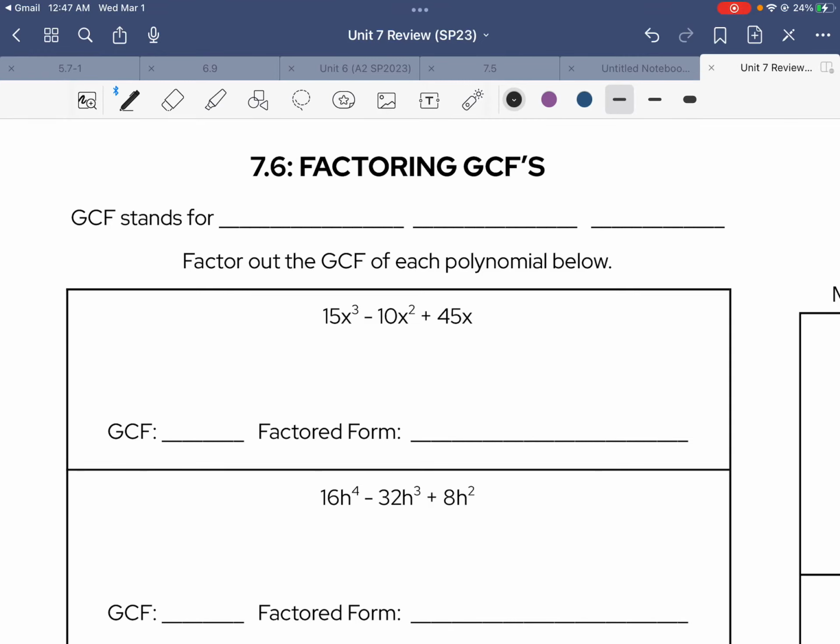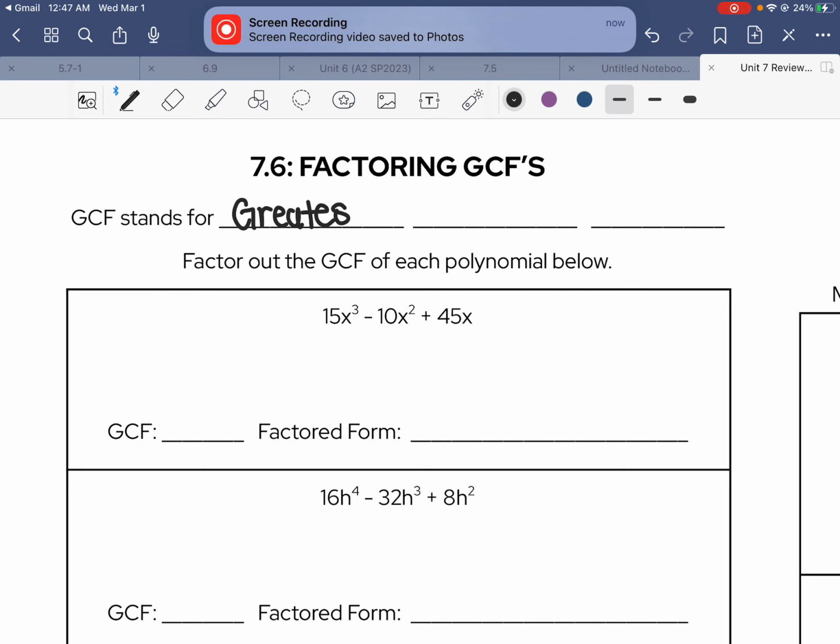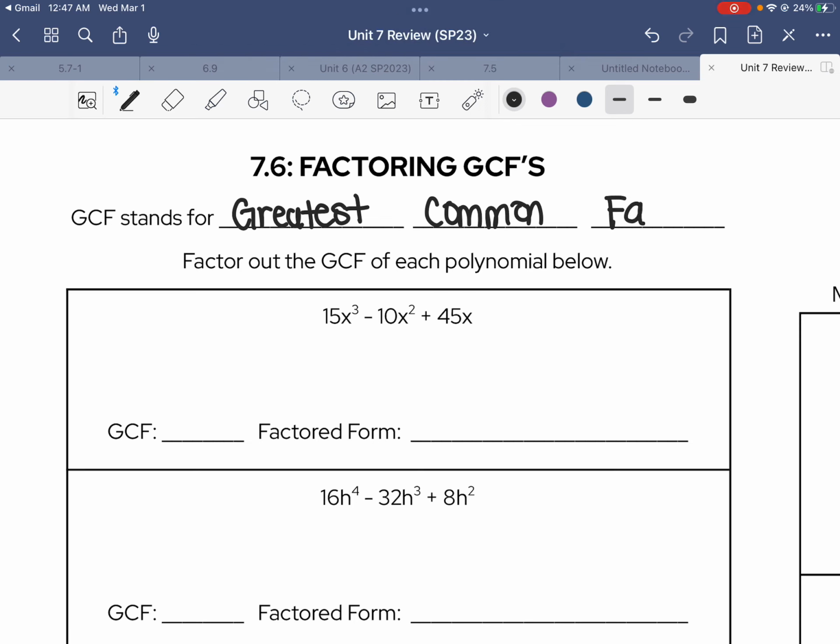Let's talk about how to factor GCFs. First things first, GCF stands for greatest common factor, or the biggest thing that goes into something.